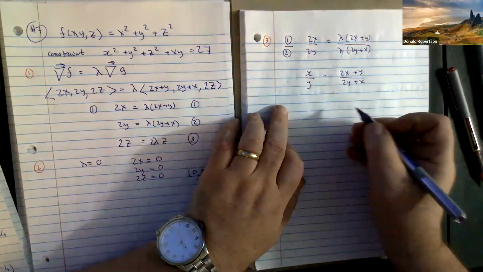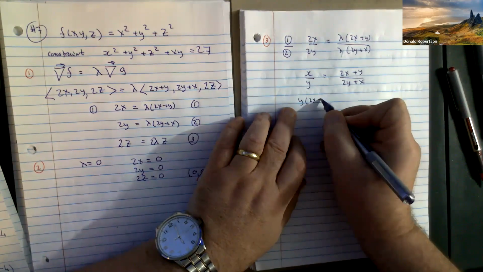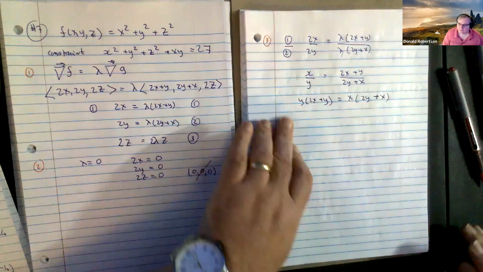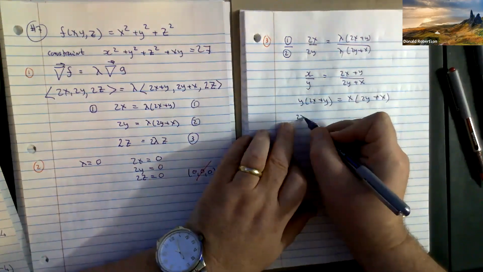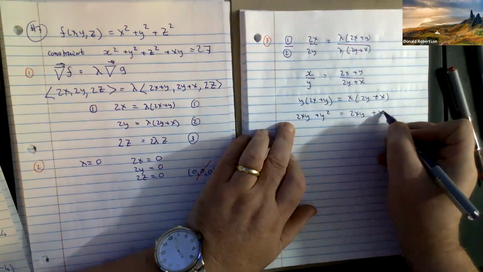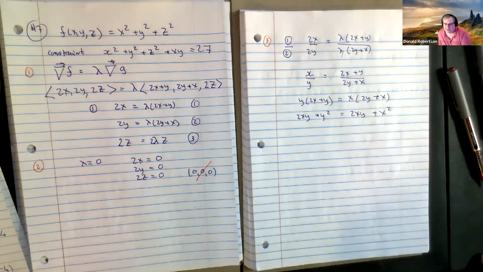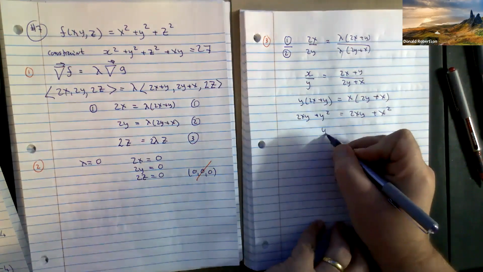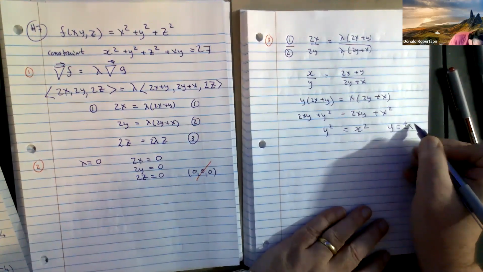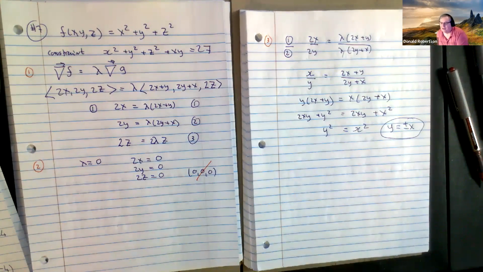First thing I'm going to do is cross multiply. Then I'm going to distribute. Can you see the 2xy's basically cancel out? And we are left with y squared equals x squared. I will turn that into y is plus or minus x, which is good news, right? We've now found y in terms of x, and that's our goal.